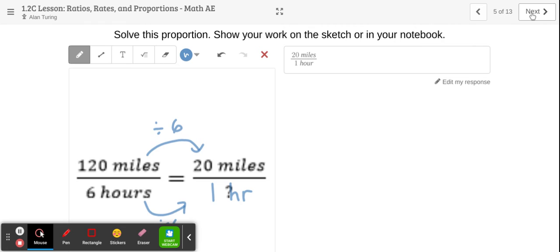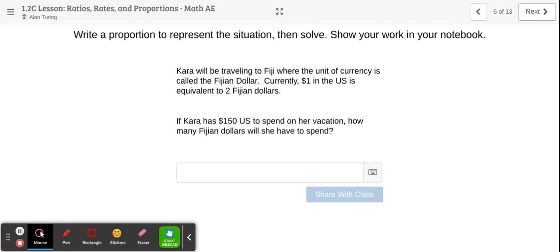Okay, slide 6. So for this problem, you want to write a proportion to represent the situation, then solve, show your work in your notebook. So take out your notebook for math, and you're going to be solving these problems in your notebook. So Kara will be traveling to Fiji, where the unit of currency is called the Fijian dollar. Currently, $1 in the US is equivalent to 2 Fijian dollars. If Kara has 150 US dollars to spend on her vacation, how many Fijian dollars will she have to spend?